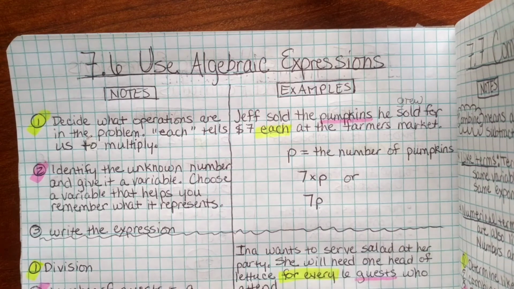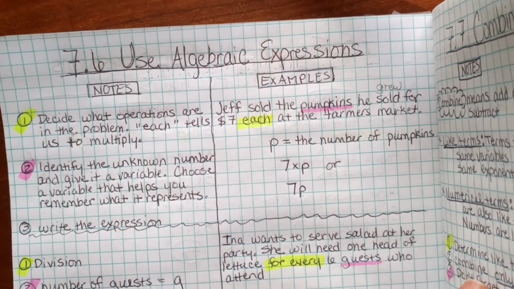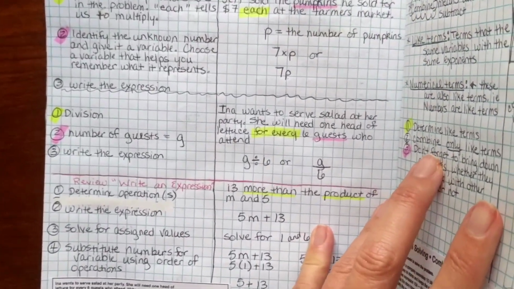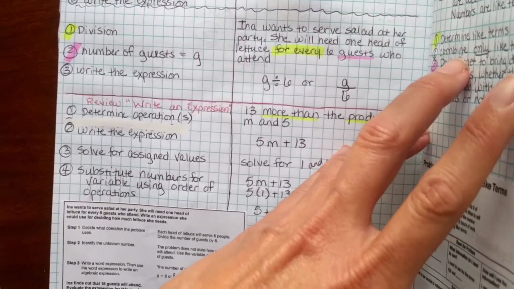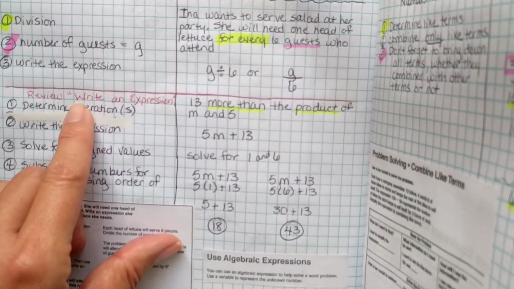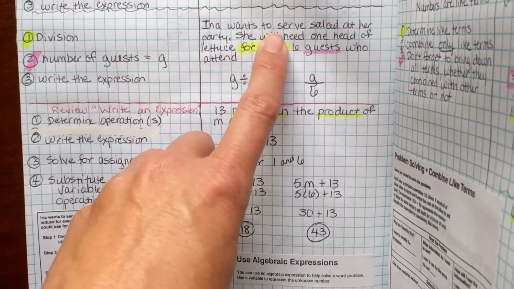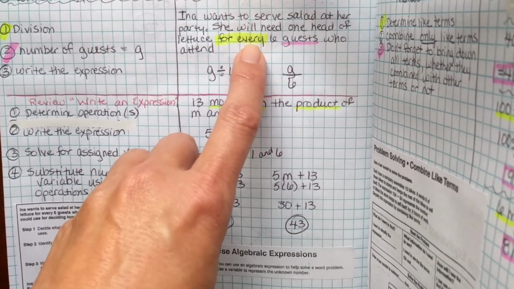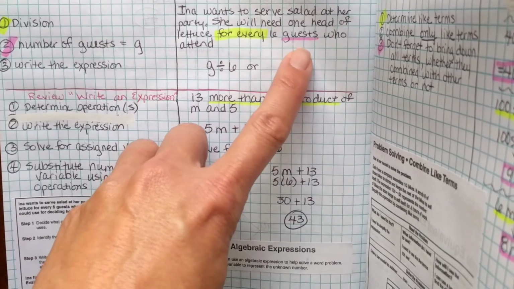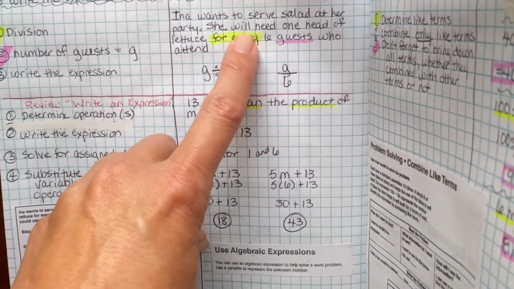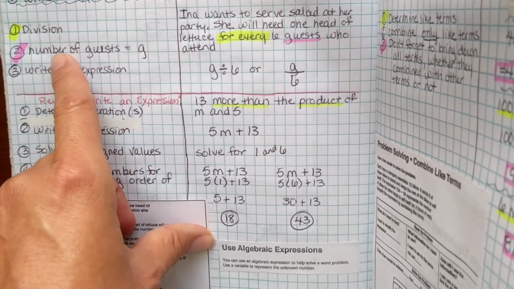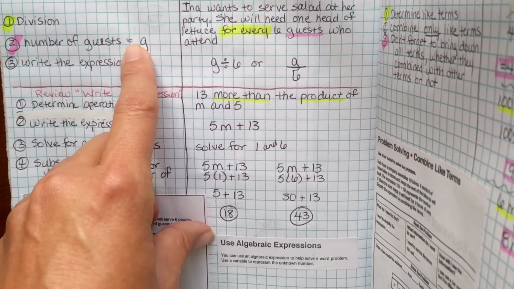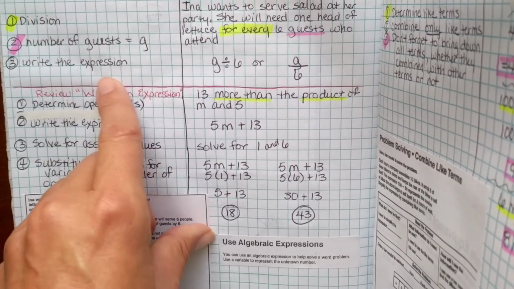So let's look at another one. Okay, we'll do it this way. Okay, so first we have Ina wants to serve salad at her party. She will need 1 head of lettuce for every 6 guests who attend. So for every indicates that we're going to have division. Our variable we're going to assign is G for guests. Then we write the expression.